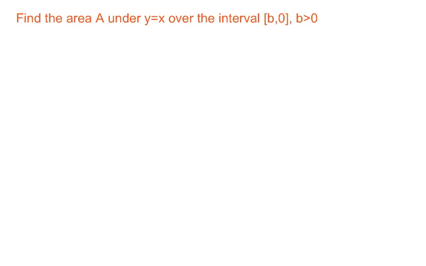So let's do another example. Here we're given a problem. Find the area, we'll call that A, under the curve y equals x over the interval from 0 to b, noting that b is a positive number. Okay, so how we translate that, saying y equals x, is the same as writing f of x equals x. So x is going to be our integrand.